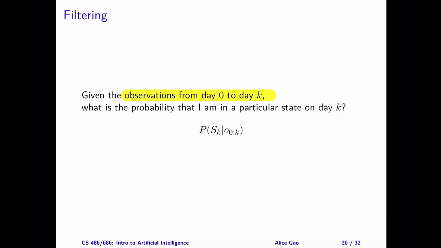O sub 0 to k represents a sequence of observations from day 0 to k. The small o means that we observe these signals. The capital letter S means that we do not observe the state. Note that S sub k can be true or false. Therefore, this quantity is not a single probability. It is a distribution containing two probabilities: the probability of S sub k is true given the observations, and the probability of S sub k is false given the observations. I've written the two probabilities in angle brackets to remind you that they form a distribution.